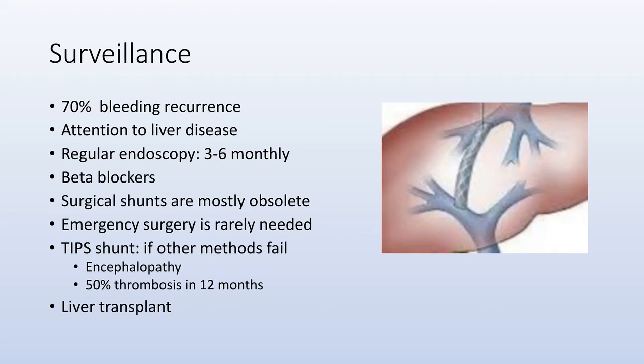And based on what's called the Seldinger technique, which is universal for interventional radiology, they can deploy a stent that will shunt the blood from the portal vein into the hepatic vein, bypassing the liver parenchyma. It's a very effective shunt, but it is associated with encephalopathy and other complications. And the trouble with it is that in about 50% of the patients, the stent or the shunt will get blocked in about 12 months, which might need redoing.